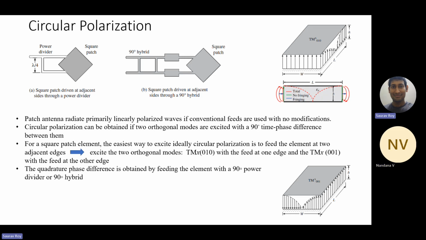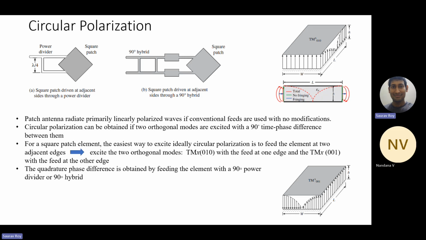Even the same case happens with picture B also. It takes a hybrid coupler, a 90-degree hybrid branch line coupler. So this branch line coupler also does the same thing. It generates two different power sources with a 90-degree phase difference. So it does the same thing.